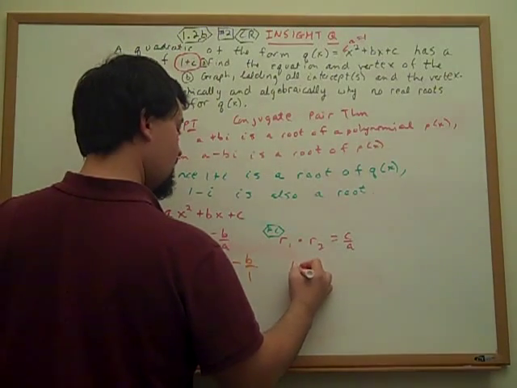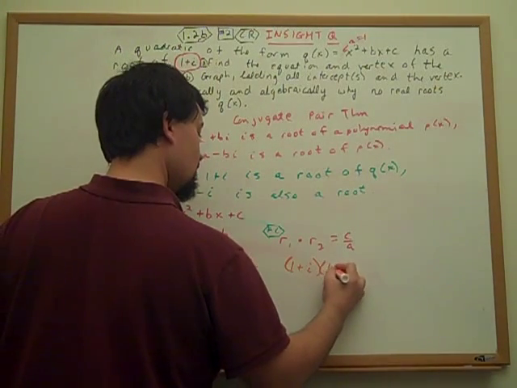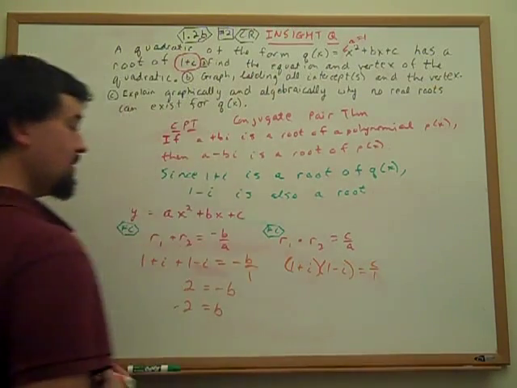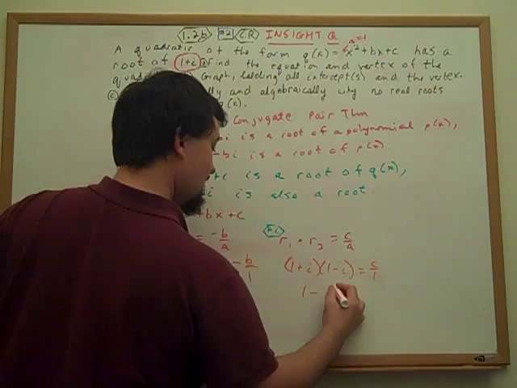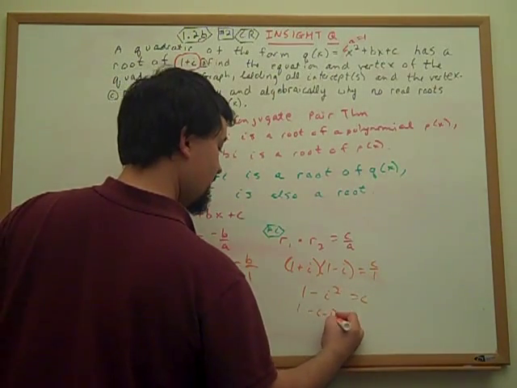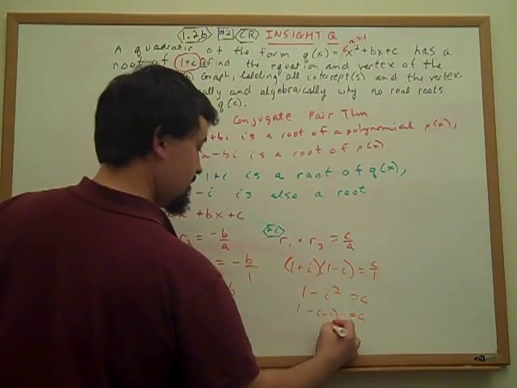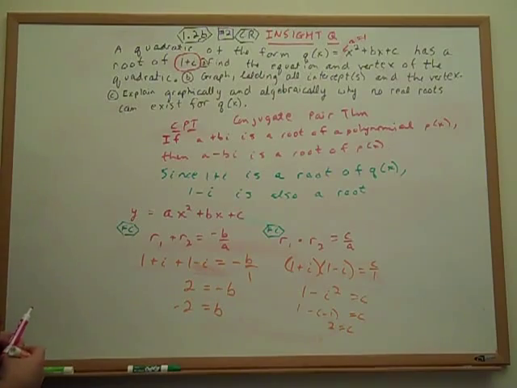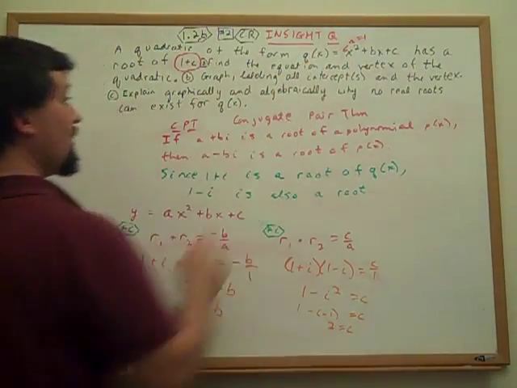Over here, we multiply it out. That's C over A, and we know that A is 1. So we get 1 minus i squared, and i squared is negative 1, so it's 1 minus negative 1. And we get 2 is C. So we have B and C solved for, and we already knew from the beginning that A is 1.